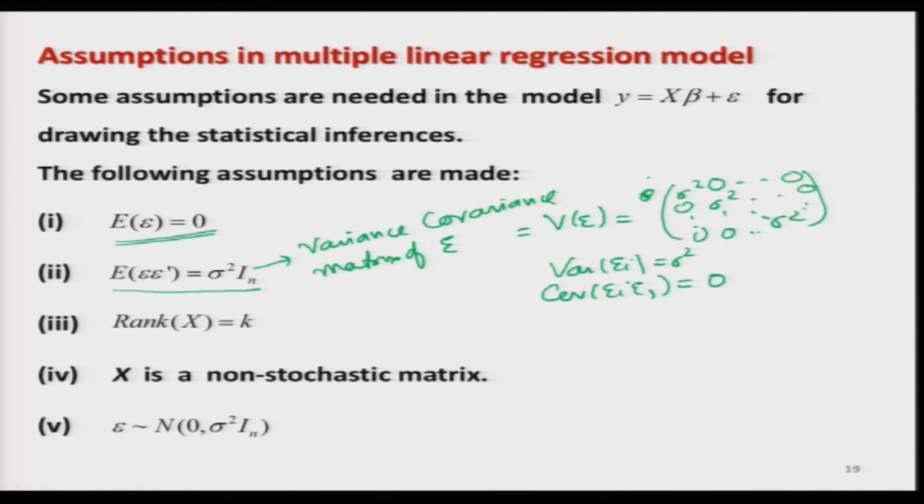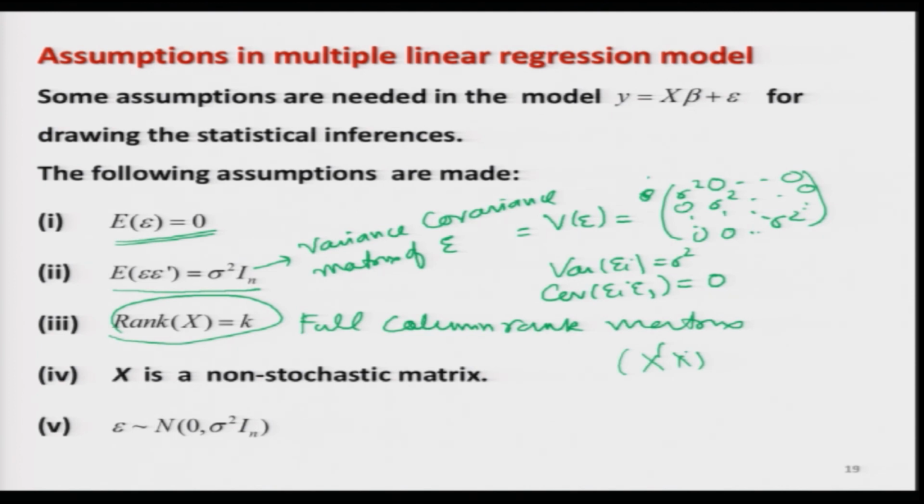The third basic assumption we make is that the rank of the matrix X is equal to k. That means this is a full column rank matrix. Later I will show you why this assumption is needed. If I have to invert the matrix X transpose X, which is of order k by k, then you need X to be of full column rank, otherwise you cannot find the unique inverse of X transpose X.